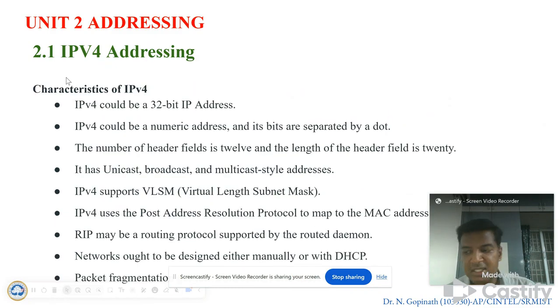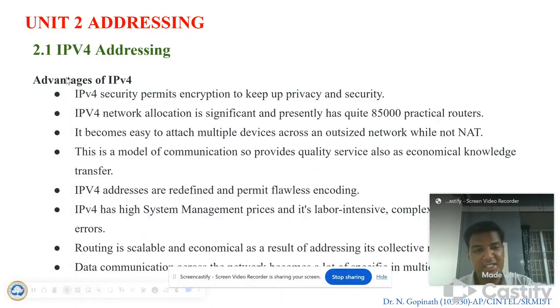Next are the characteristics of IPv4. IPv4 is a 32-bit IP address. It is a numeric address and its bits are separated by a dot. The number of header fields is 12 and the length of the header is 20 bytes. It has unicast, broadcast and multicast style addresses. IPv4 supports variable length subnet mask. RIP is a routing protocol supported by the routed daemon. Networks should be configured either manually or with DHCP.